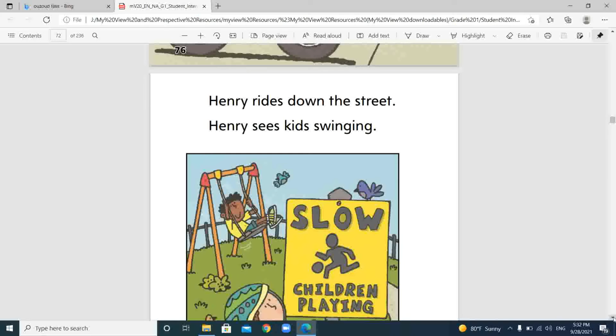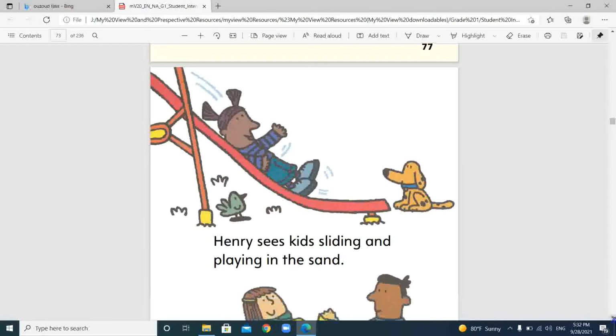So now he continues. Continue means he keeps riding his bike down the street. So what else does he see? He sees more things. He sees kids swinging. This is a boy swinging in the park. And he sees other kids sliding. Henry sees kids sliding and playing in the sand.